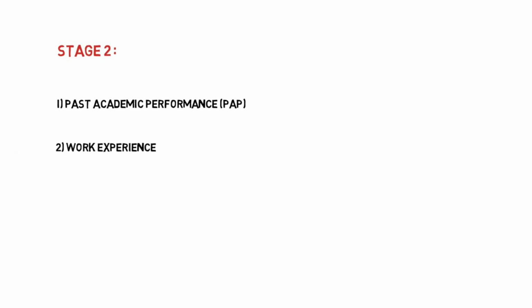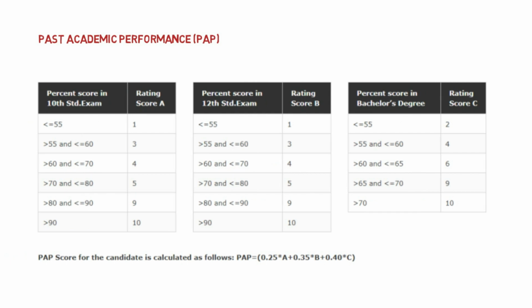Stage 2 is divided into 3 sections. 1 is the past academic performance, also known as PAP. 2. Work experience marks. 3. Diversity marks. Let's have a look at the past academic performance marks and see how it is being calculated. As you can see, the formula for calculating PAP is equal to 25% of A plus 35% of B plus 40% of C. So now what are A, B and C?